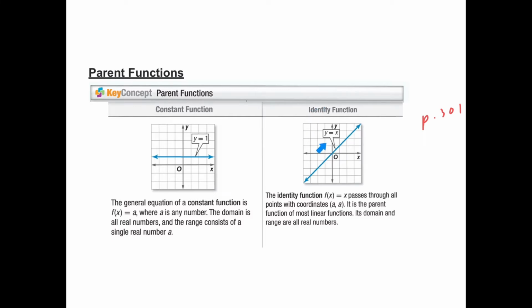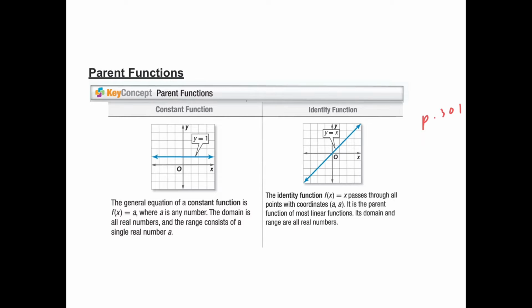This is the identity function, y equals x. Okay? Every linear equation starts off as this. We can take this and transform it in many different ways. Every linear function you've ever worked with has an origin of this. And then if you add to it, subtract from it, multiply by it, divide by it, you just get a different kind of linear function.